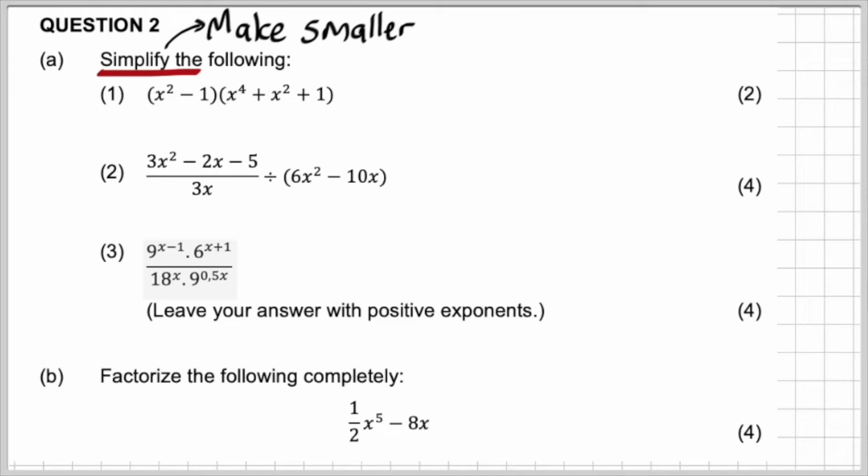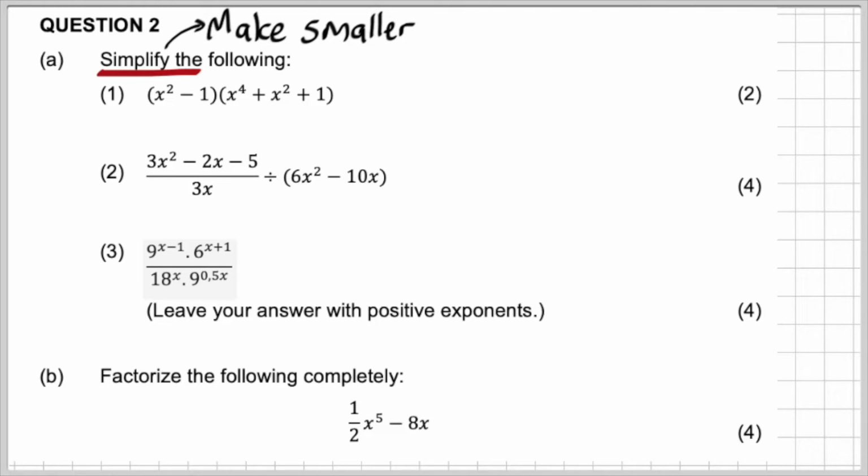When I look at this, simplification means make smaller, make it easier to work with, okay? So what I always think about is removing brackets, getting rid of brackets, etc., okay? But also sometimes simplification is going to require factorization. But let's start with question 1. What is your instinct? My instinct is just remove the brackets.